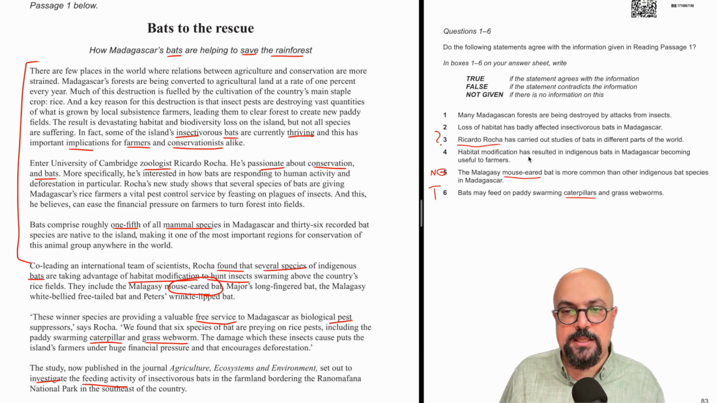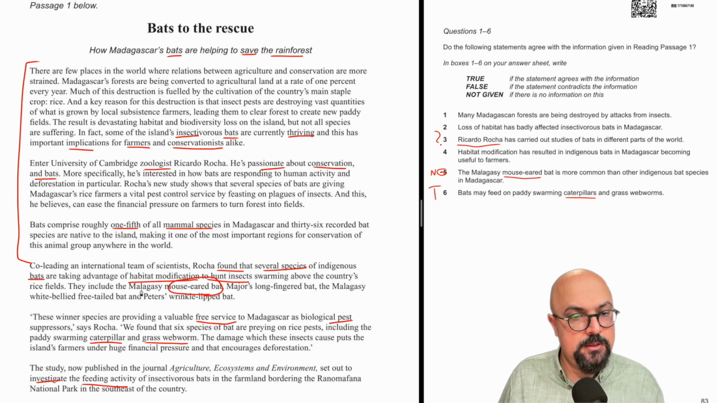Habitat modification has resulted in indigenous bats becoming useful to farmers. Where was that? Habitat modification. Yes, there it is. Is it positive? Has it made them useful? Which have found that several species of indigenous bats are taking advantage of the ability of it, yeah, to hunt insects. So, habitat modification has resulted in indigenous bats becoming useful to farmers.